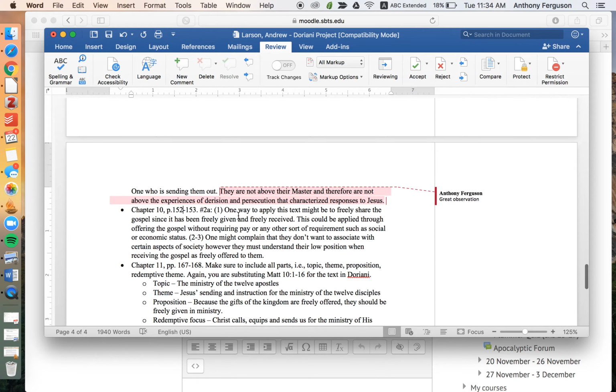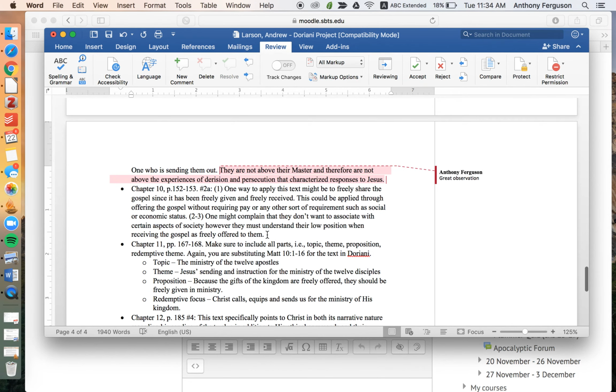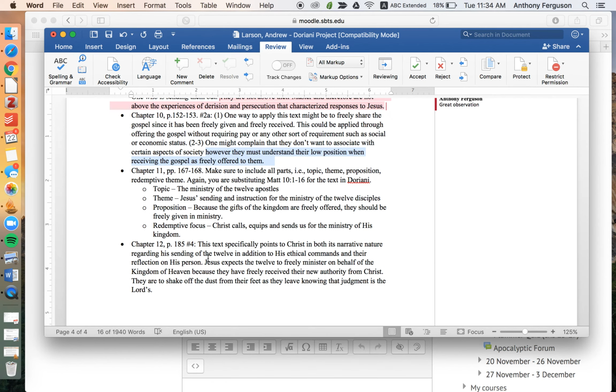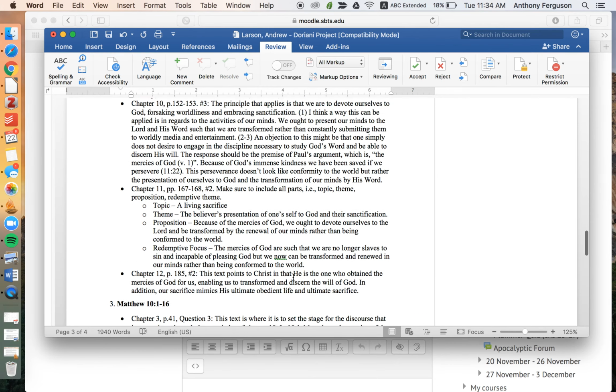Okay. One way to apply this text would be to freely share the gospel. Good. However, so this is his response. Okay, that's fine. Good. This is more specific than the topic. Good. So there's ethical command. That's good. And the reflection of Jesus expects the 12 to freely minister on behalf of the kingdom of God. That's good. Okay, great. So you did really well.